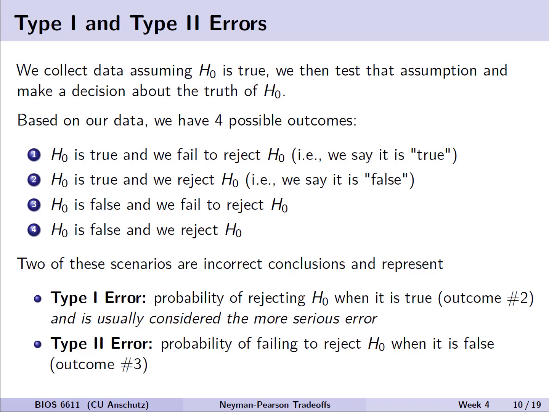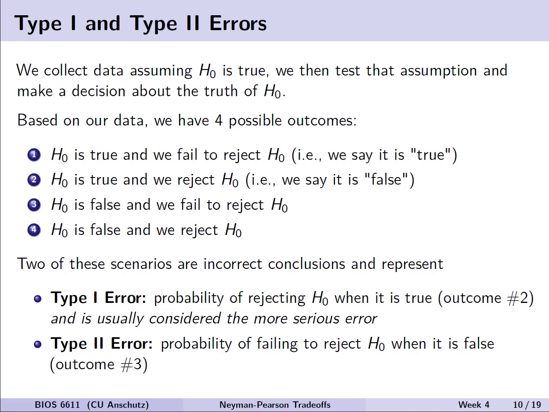This then leads us to something you may have heard about referred to as type 1 and type 2 errors. And so these directly come from the way Neyman and Pearson framed this problem of having a null and an alternative hypothesis. So we collect that data assuming that null hypothesis is true. We then are going to test that assumption of truth and make a decision about the ultimate veracity of that claim. So really, based on our data, we have 4 possible outcomes we could make.